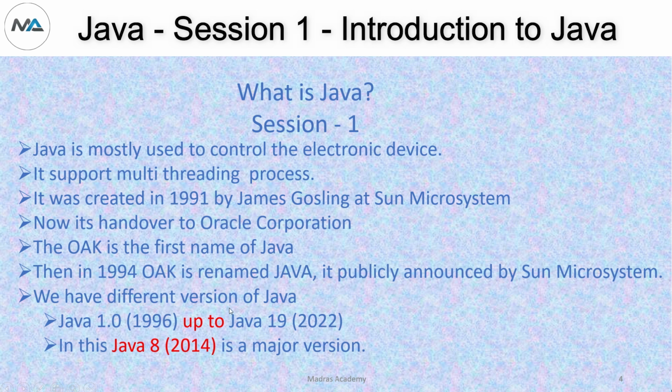We have different versions of Java. Starting from 1.0 till up to 19, we have different versions. 1.0 was released in 1996 and version 19 was released in 2022. But in this, the major version is Java 8. It was released in 2014. So this is a major version, and using this version only we are going to write the programs here.